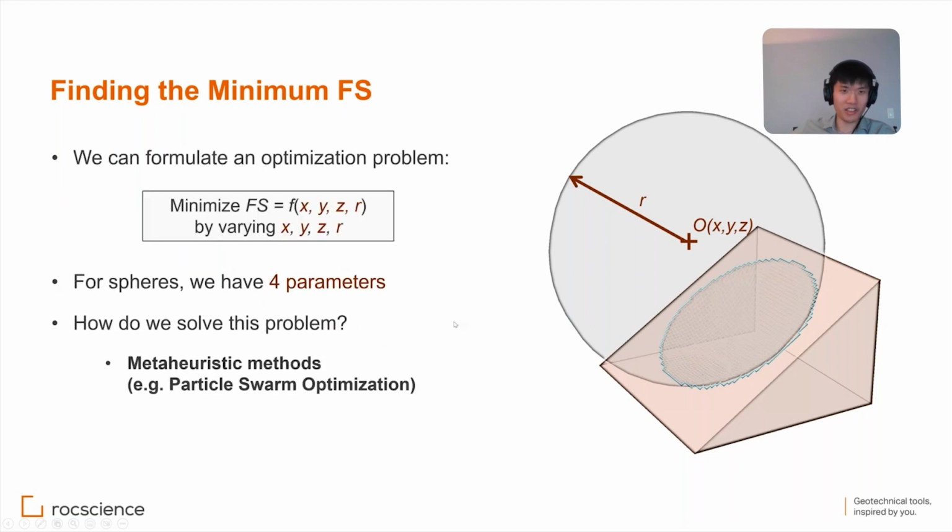So we can formulate this as an optimization problem. Essentially, we're trying to minimize the objective function of factor of safety by varying the 4 parameters here. And how do we solve this problem? Well, we use something called a meta-heuristic method. One example of a meta-heuristic method is particle swarm optimization. It's used very widely across multiple disciplines.